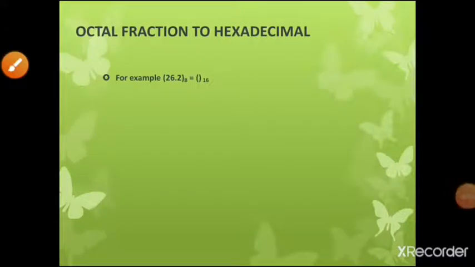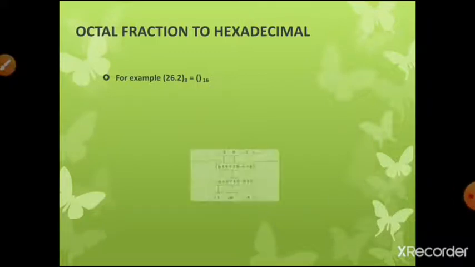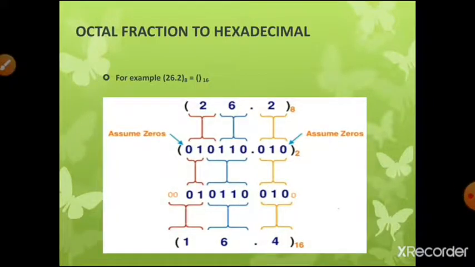How to convert an octal fraction to hexadecimal? For example, here I have the number 26.2. First I am going to take each octal digit. So the octal digits 2, 6 and 2 will be substituted with the respective 3-digit binary numbers. From the 3-digit numbers I am going to group them into 4 digits in order to make the hexadecimal number.